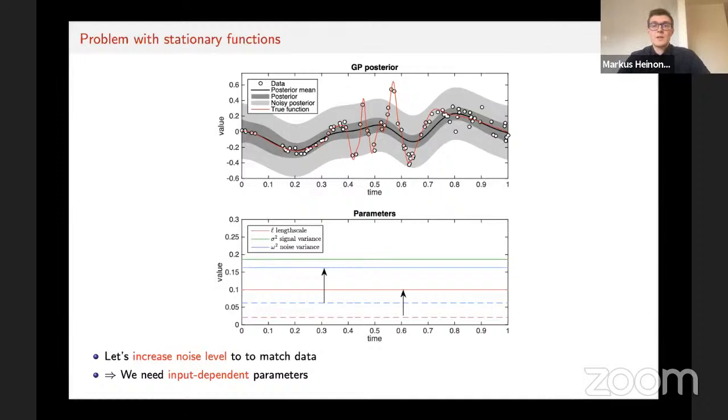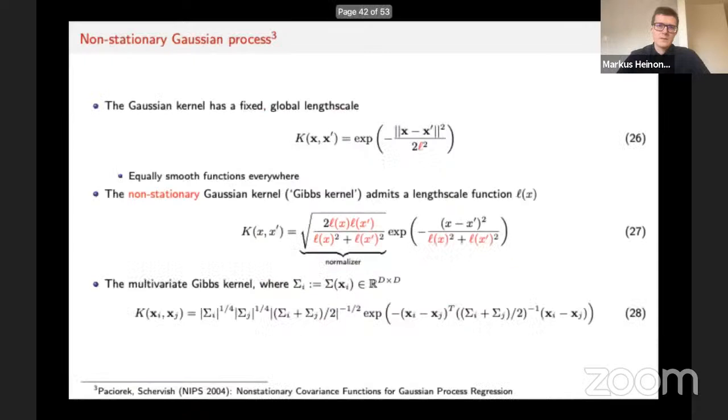Okay, so sounds great. Let's do this. But how do we even do this? How do we place different length scales for different data points? How do we even inject it into the kernel? Well, the solution is that we need a new kernel. So here we have just the regular Gaussian kernel in the first bullet, and the so-called non-stationary Gaussian kernel, which was introduced by Gibbs in 1997 for Gaussian processes.